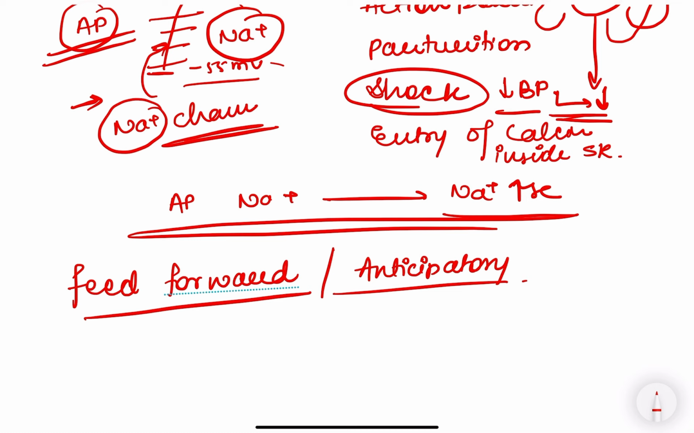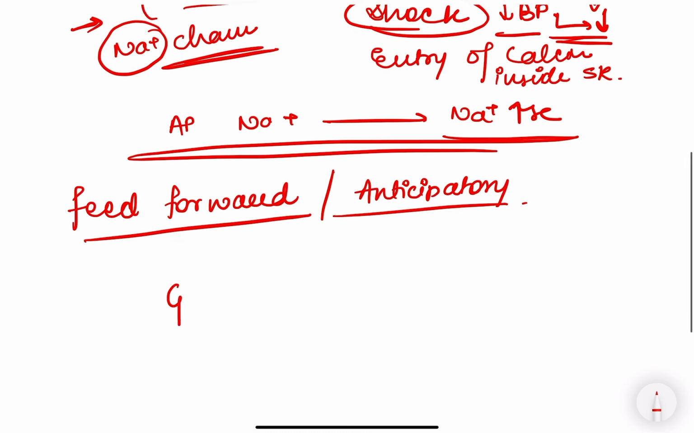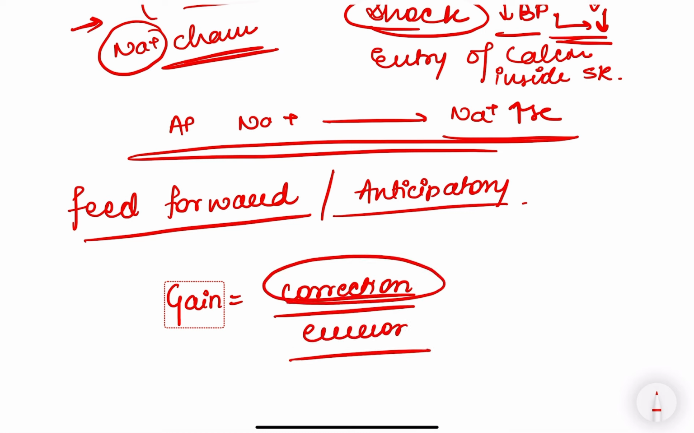So this is all about how homeostasis takes place in our body. There are three systems that make the homeostasis of the body, that is negative feedback, positive feedback and feed forward system. And how will we calculate the effectiveness of negative feedback? The formula for that is gain is equal to correction upon error. So what is correction and what is error? Correction is that which is made by our regulatory system, positive, negative or any other. Mainly the negative, we are talking about the negative feedback system.